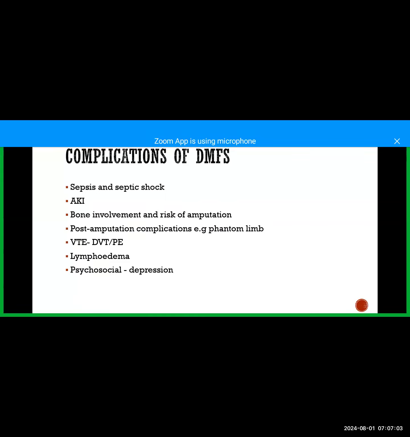For complications of diabetic foot syndrome, there is sepsis. The patient can have sepsis and become septic shock, acute kidney injury, bone involvement and risk of amputation of the limb, and post-amputation complications like phantom limb. Then the patient is likely to have venous thromboembolism, like DVT and pulmonary embolism, lymphedema, and psychosocial factors too, like the patient can develop depression also. That's the answer to the question.